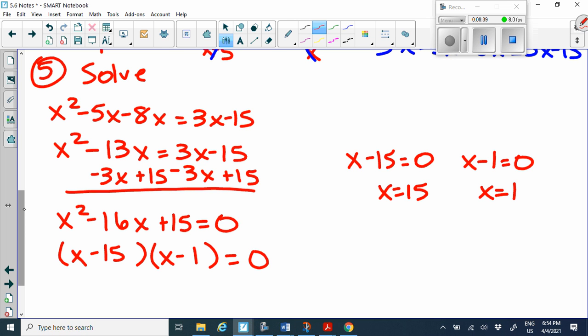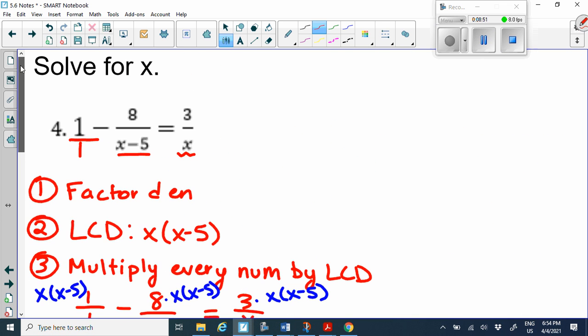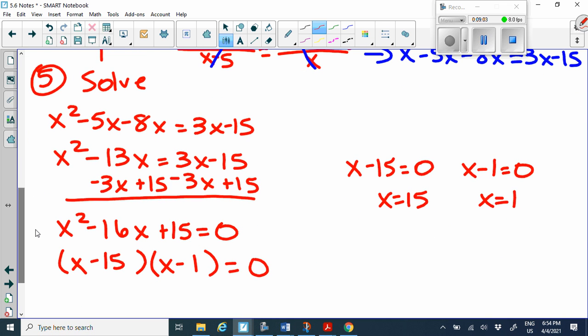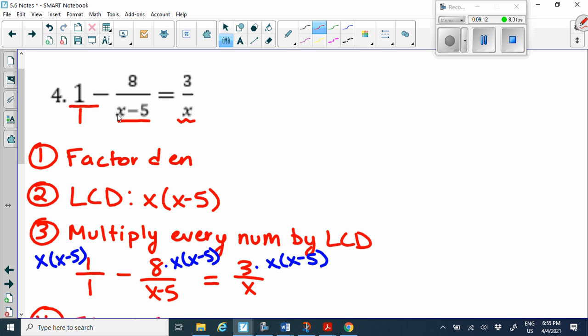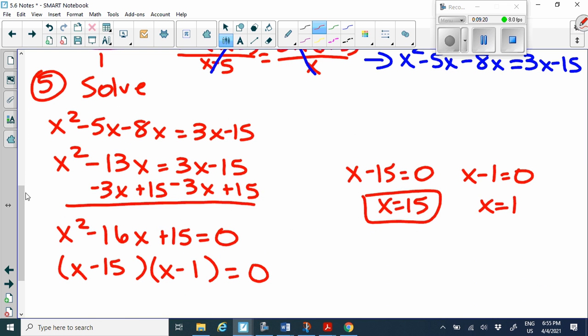Now, before I box these, I do need to make sure that when I plug them back into any variable in the denominator, I don't get something undefined. So let's start with 15. Now I have to go back up all the way to the original here. So if I plug 15 in for x in my x minus 5, I get 10, that works. Same thing if I plug it into x, I get 15, so that works out. So I get to box it. Okay, then my next one will be the 1. If I plug it into the x minus 5, I get negative 4, that works out. And then of course, if I plug 1 in for the x, that works as well. So both solutions work.